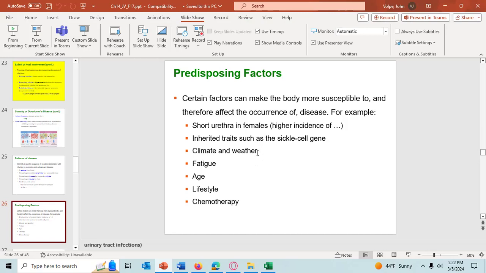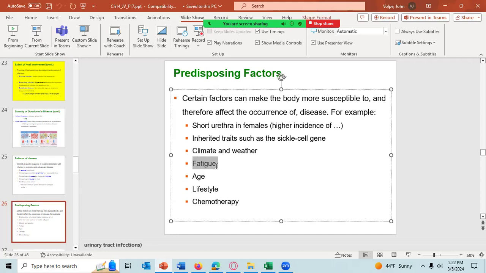Climate and weather are predisposing factors. Everybody knows that in the late fall, the early spring, and the wintertime, you're more likely to come down with a cold or the flu. Fatigue predisposes you to getting diseases. College students frequently don't get enough sleep, so they're fatigued. So you've got to be careful because you're at greater risk, predisposing your body to coming down with disease. Age is a predisposing factor.